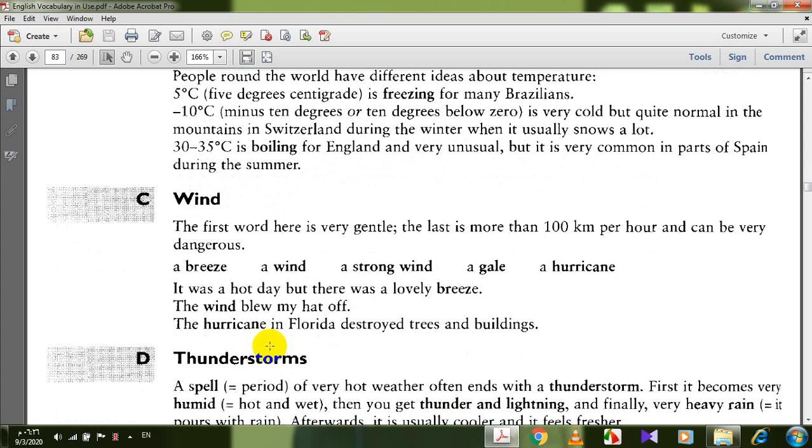Hurricane. Okay, we have many words for hurricane. We have cyclone, we have tornado, we have twister, we have tempest, zoba'a. Tempest, okay? Good. Done.